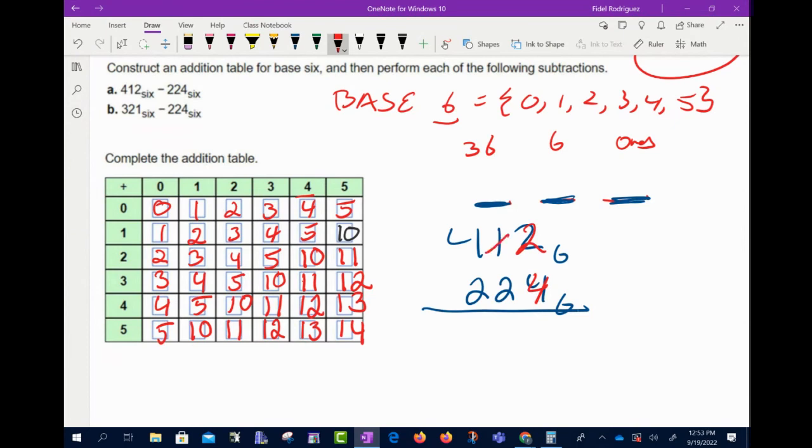I'm going to borrow 1 from that 4 in the 6s place. That's going to become a 0, isn't it? Now, I'm not going to put a 1 here. I'm really putting a 6, right? Because since I'm in base 6, that's how many 6s I had. So 6 and 2 are going to give me 8. What's 8 minus 4? 4. Good. That's in base 6.